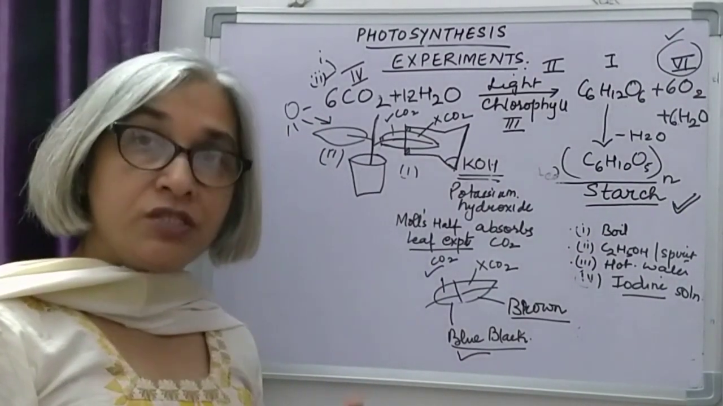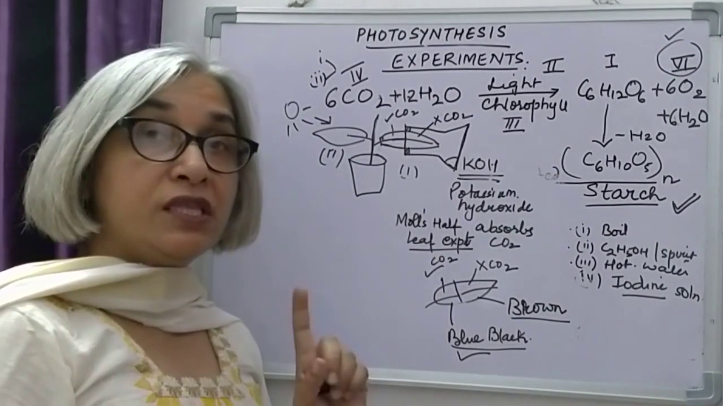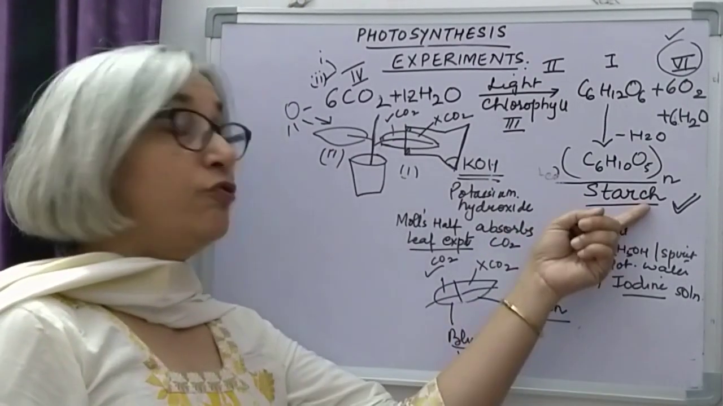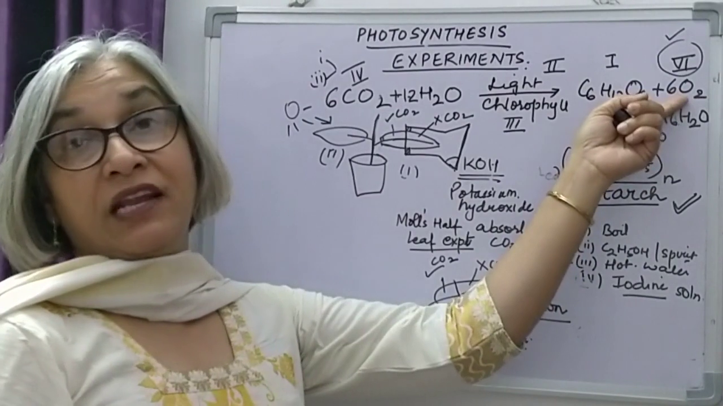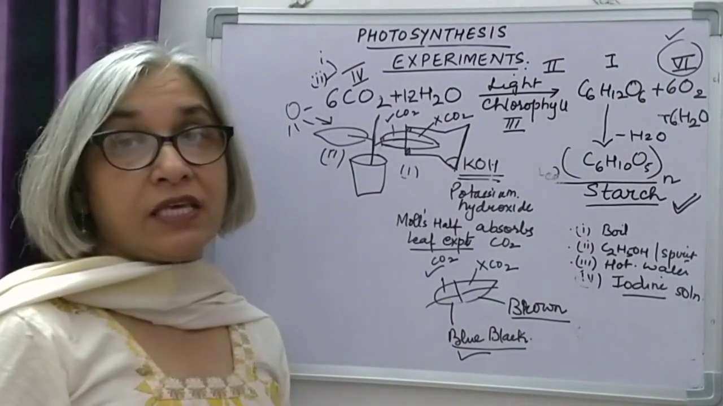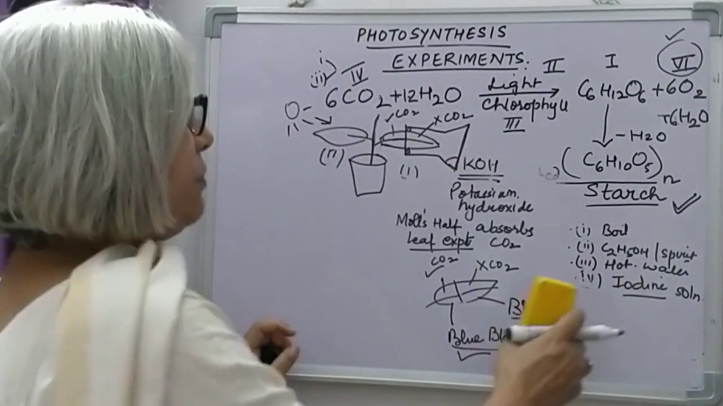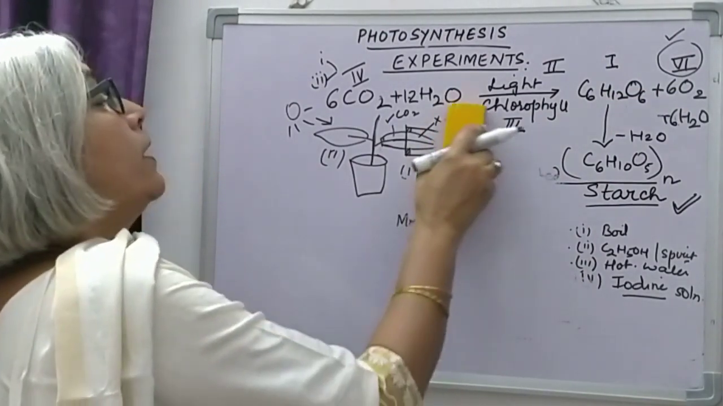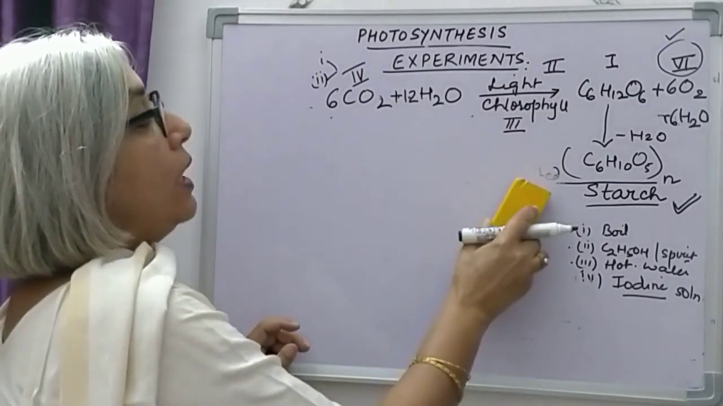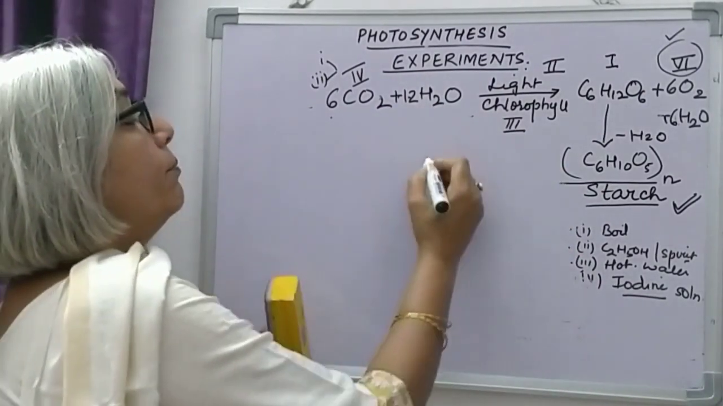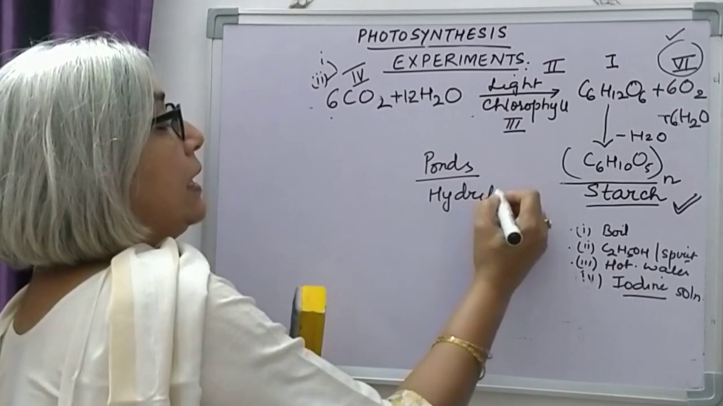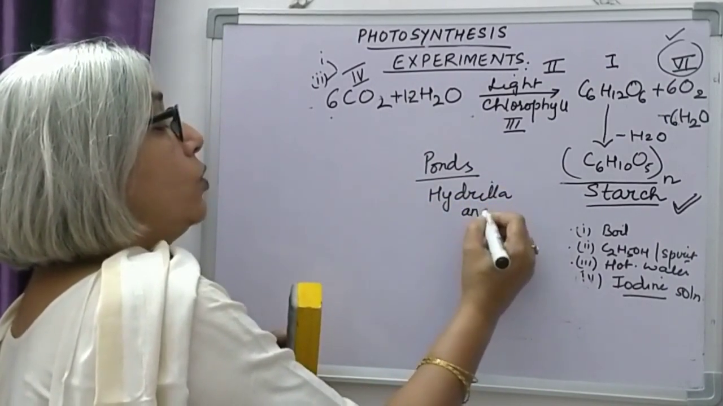When we were doing the importance of photosynthesis, I told you photosynthesis is the only physiological process which provides food to all, and which provides the life supporting gas oxygen. Now we are going to prove that oxygen is synthesized during photosynthesis. This experiment we are going to do in an aquatic plant. So for this we need a plant that grows in ponds, and we have to take plants like Hydrilla and Elodea.